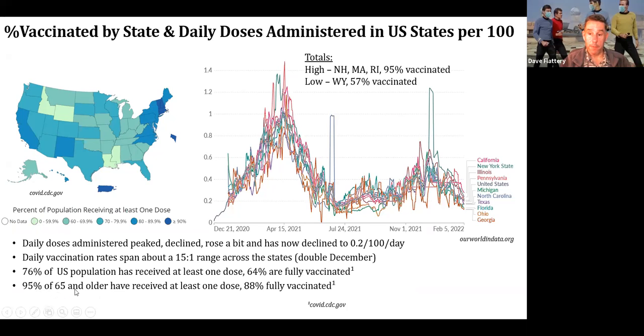95% of those 65 and older have received at least one dose, and about 88% are fully vaccinated. So in that most vulnerable group, vaccination delivery is much greater than it has been. I should say the unvaccinated elderly is a lot smaller fraction than in the population overall.